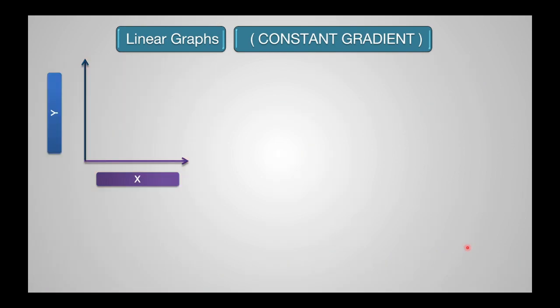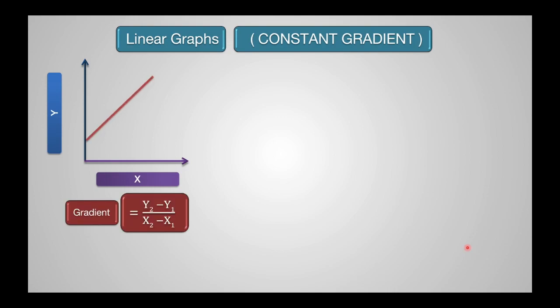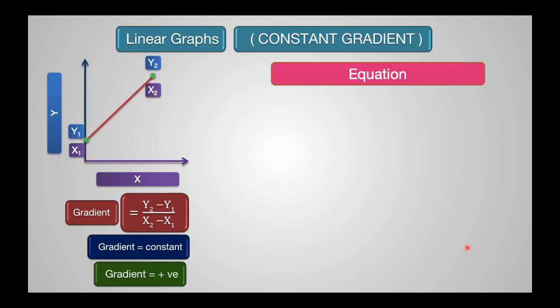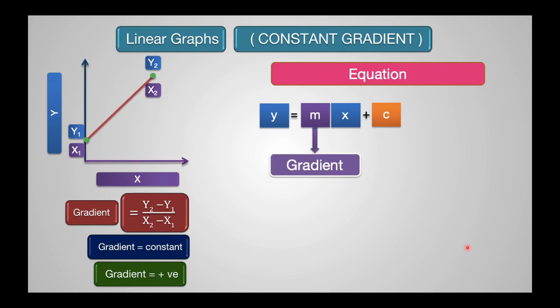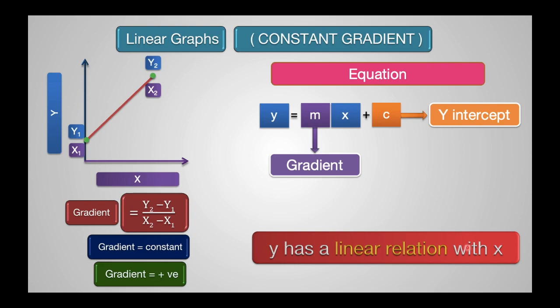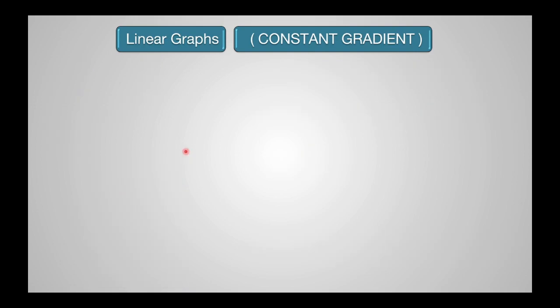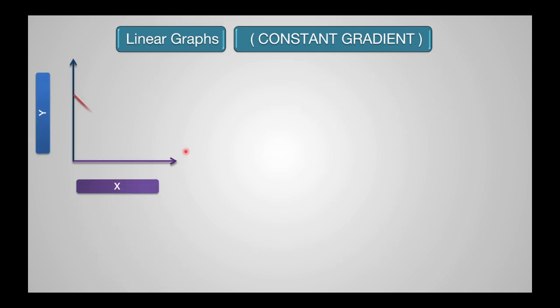Now we will see another type of straight line which is not passing through origin. Here also the gradient will be a constant value. The equation is exactly the same as the previous equation because it's a straight line, and here the y-intercept is not 0. So we cannot say they are directly proportional. We have to say there is a linear relation between x and y. Just a linear relation, not directly proportional. Now we are going to see another type of straight line.